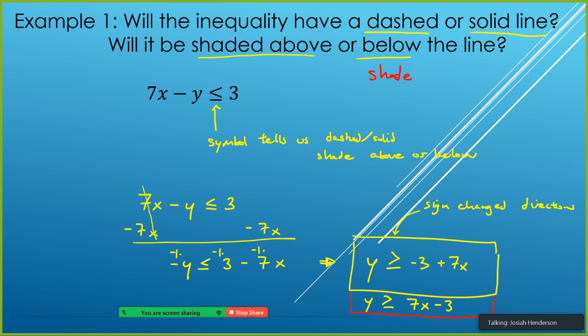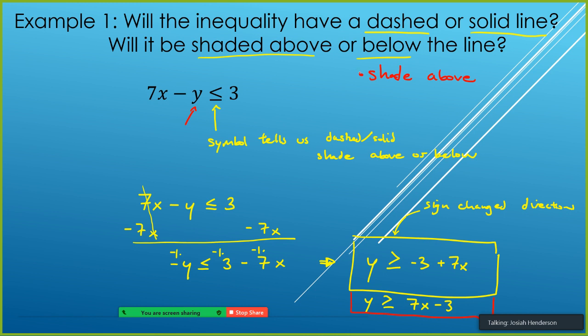Yeah, the direction changed. When the equation first started, it looked like over here, y less than or equal to. But because that y was negative, we could see that at the beginning. After we did our work, it changed the direction of the sign because it was negative. So we're going to shade above for this problem.